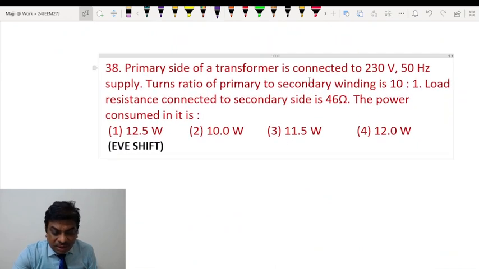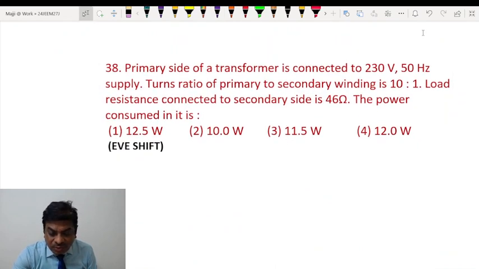The primary side of a transformer is connected to a 230 volt, 50 Hz supply. The turns ratio of primary to secondary winding is 10:1. The load resistance connected to the secondary side is 46 ohm. The power consumed in it is?